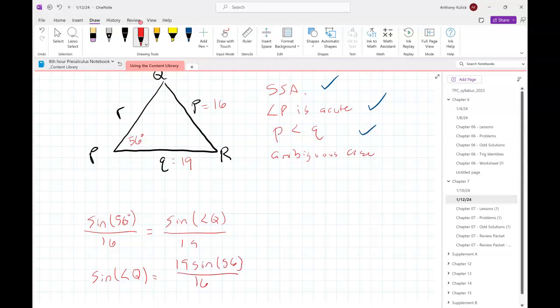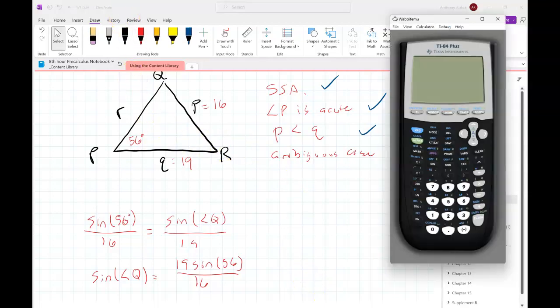I'm not solving for angle Q here. I specifically want sine of angle Q. I'm now going to take my calculator and figure out what sine of angle Q is. I want the number, the decimal there, because that decimal is going to tell me what is going on. So I get 0.984.